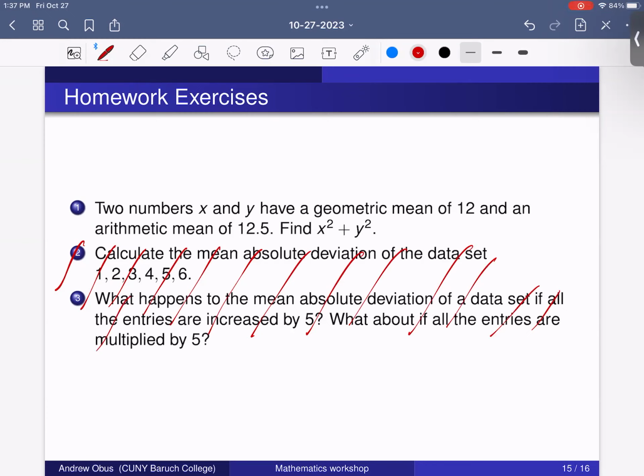So just one exercise for homework now, which is that 2 numbers, x and y, have a geometric mean of 12 and an arithmetic mean of 12.5. And the question is, can you calculate what x squared plus y squared is? This is a bit challenging. Okay, so I'll leave this as a challenging problem.